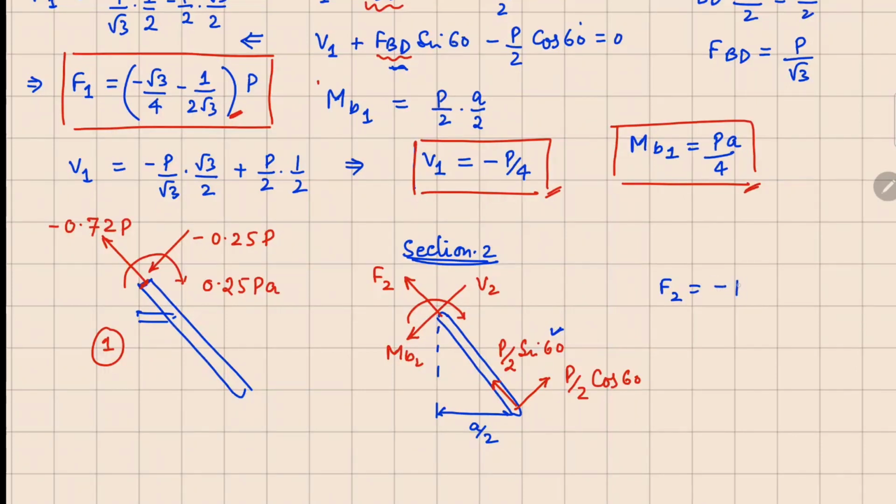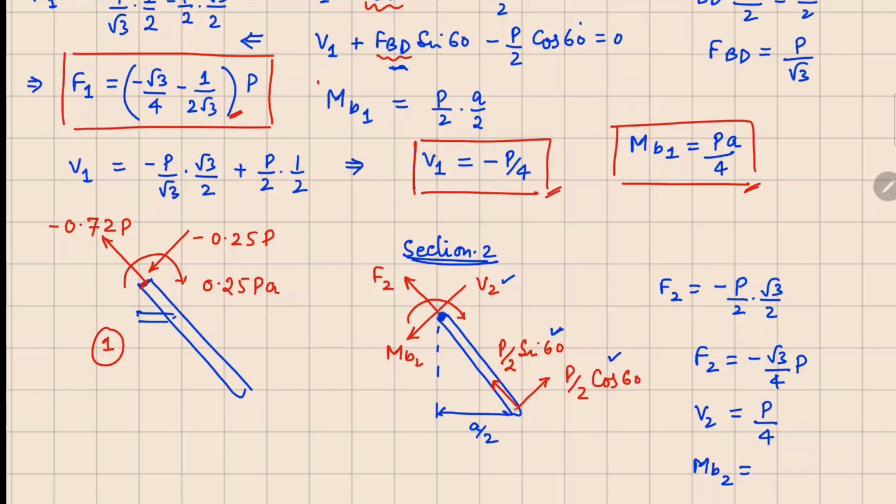That's why minus P by 2 sin 60. P by 2 sin 60 has a value of square root of 3 by 2, so your F2 is nothing but minus square root 3 by 4 P. Your V2 value and P by 2 cos 60 are in opposite sense. So V2 is directly, cos 60 is half, so P by 2 times half, P by 4. And your MB2 in this case remains the same.